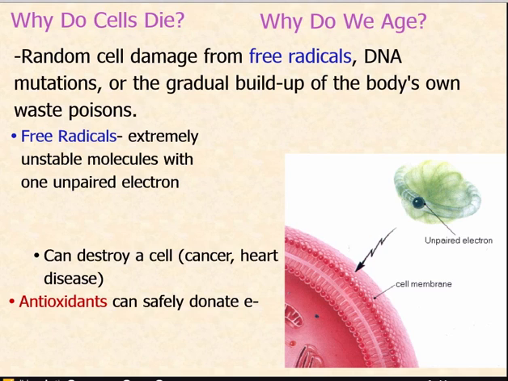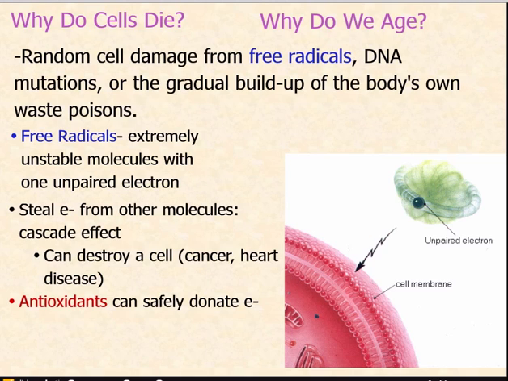And we get these unpaired electrons from foods that we eat, from the process of making energy. And so they travel through our bodies at enormous speed, and if they hit our DNA, they can cause a mutation. They steal electrons from other molecules, and they can destroy a cell, which can lead to cancer and heart disease, and we think other diseases as well.